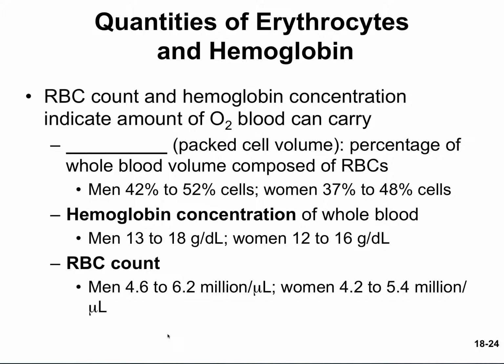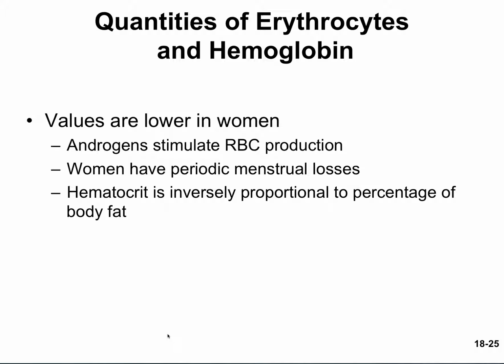Red blood cell count and hemoglobin concentration indicate the amount of oxygen blood can carry. The hematocrit, or packed cell volume, is the percentage of whole blood volume composed of red blood cells, and in men it's slightly higher, from 42 to 52%. In women, it's from 37 to 48%. The hemoglobin concentration of whole blood should be between 13 and 18 grams per deciliter for men and 12 to 16 for women. Red blood cell counts are 4.6 to 6.2 million per microliter for men, and 4.2 to 5.4 for women.